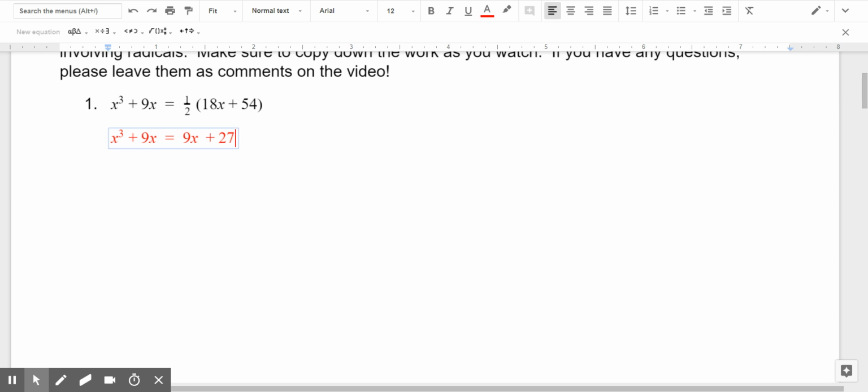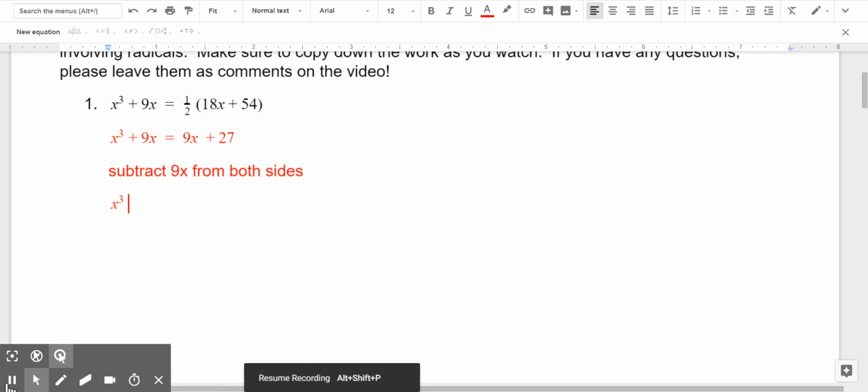All right. If you notice, both sides of the equation now have 9x as part of the equation. So the next logical step would be to subtract 9x from both sides. You don't need to write out those words. You can just write minus 9x if you want, whatever works well for you. But that's what we're going to do. So when I do that, on the left-hand side, I get x cubed. And on the right-hand side, all I'm left with is 27.